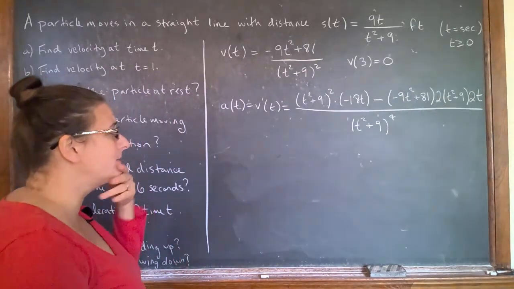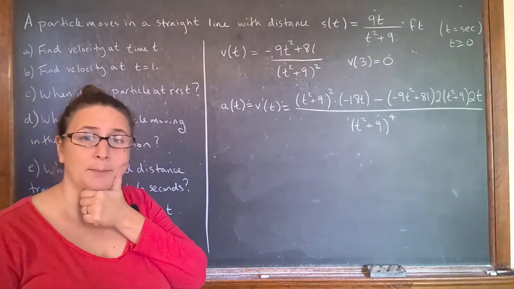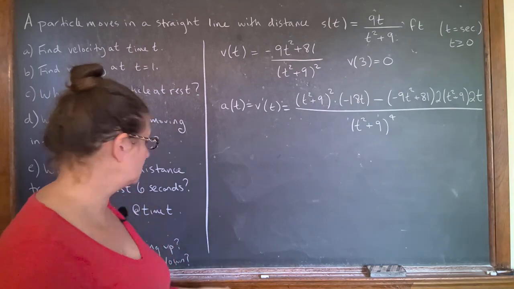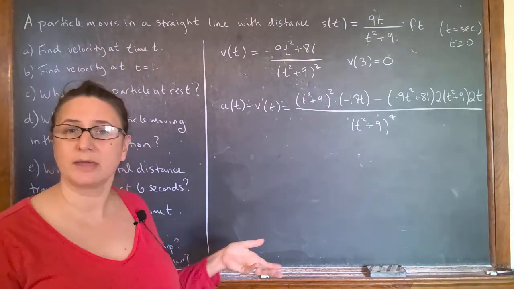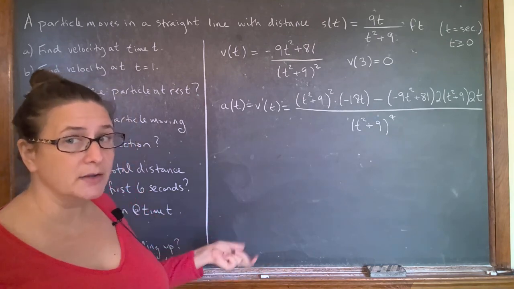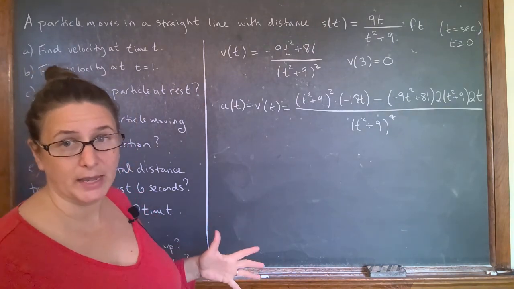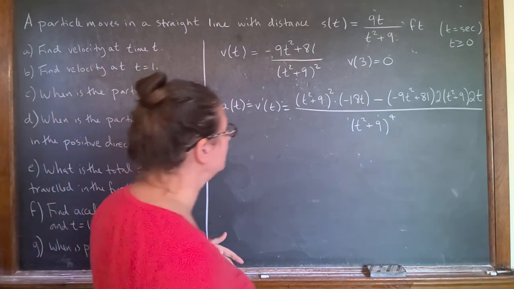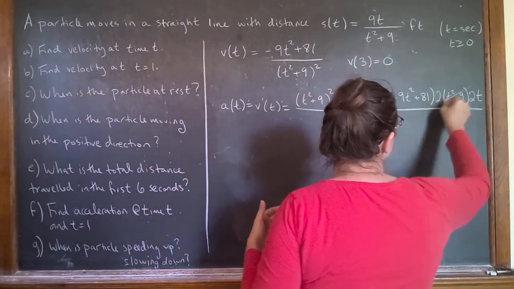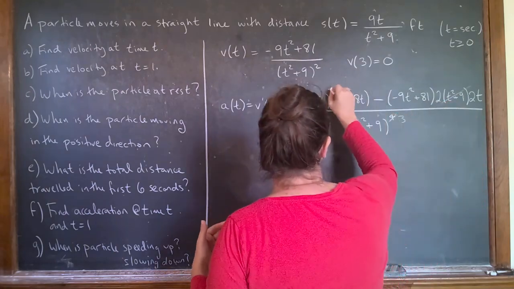And so normally I'm like, well, you can just leave it like this, but we need to answer questions about this, specifically the same kind of questions that we asked about the velocity. So you can't leave it like this. You have to do some simplification. So we're going to simplify this up a little bit. You can see each piece has 1 t squared plus 9. So that 1 is going to cancel.